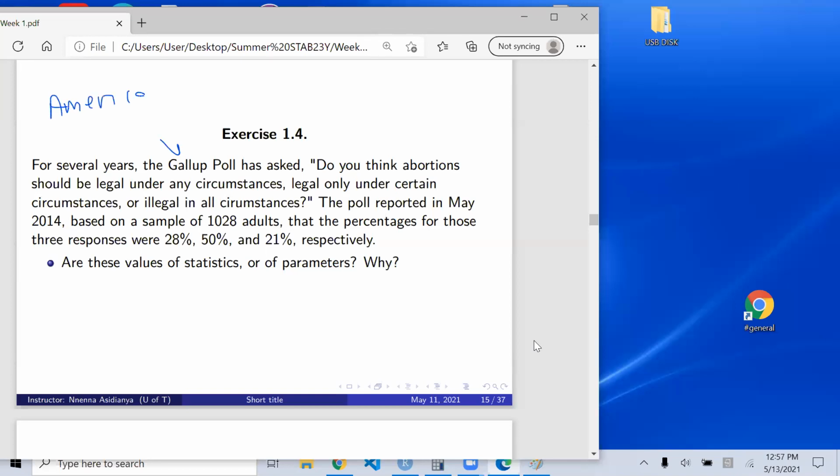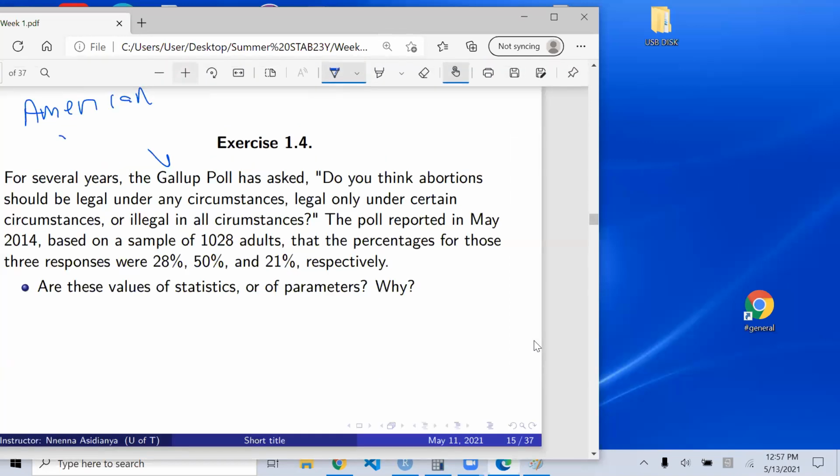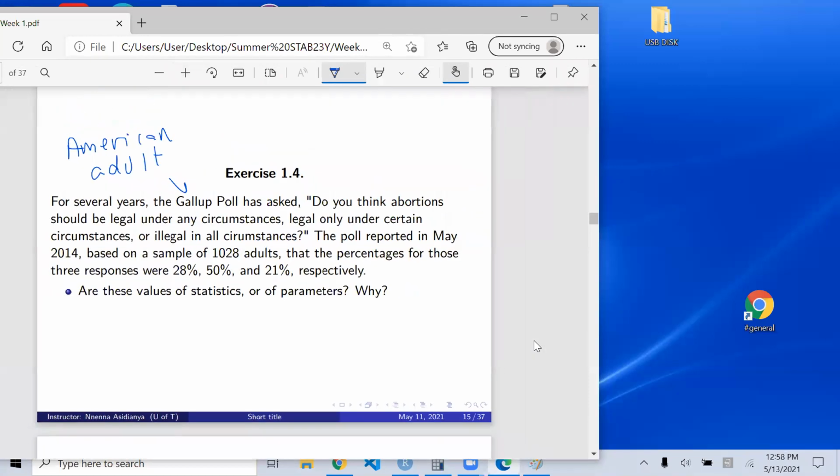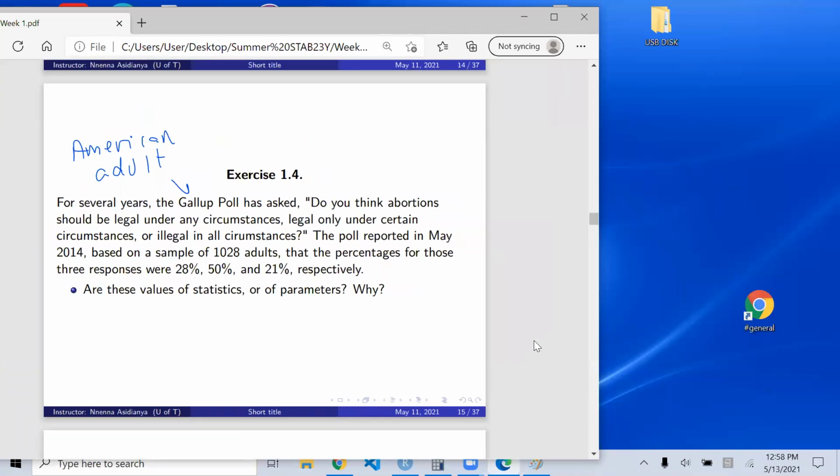So that's the subject, right? The American adult is the subject. But I personally would be a bit more specific. This is a textbook question, but if I was going to ask you guys a question in a quiz myself, I'd be more specific.